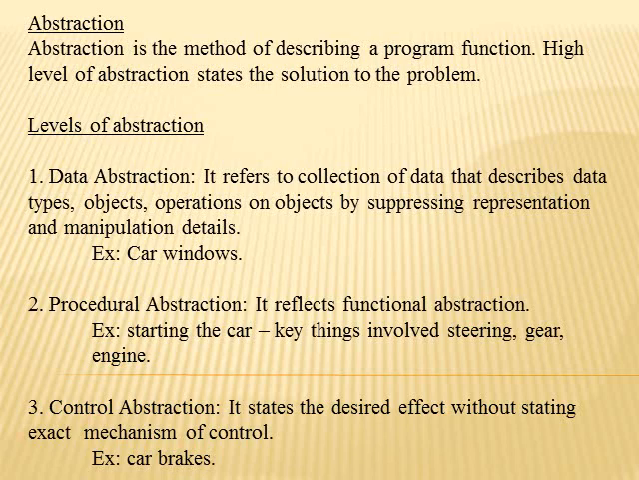Abstraction is hiding the low level details. What are the levels of abstraction? The first is data abstraction, to represent the objects, operations, all these things are data abstractions. Car window is an object. The car window we can open, close. These are the data abstractions.